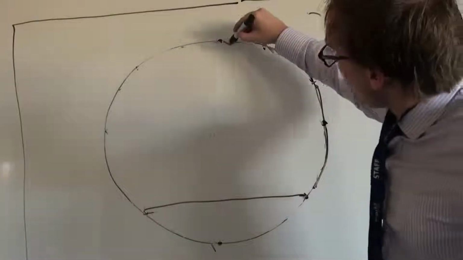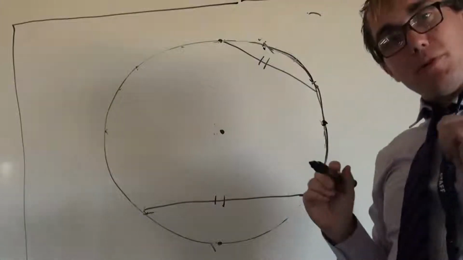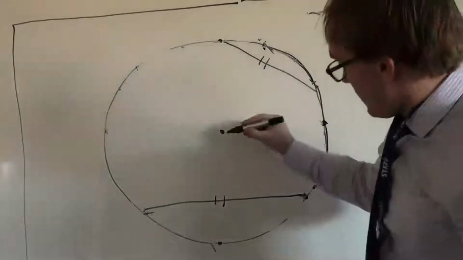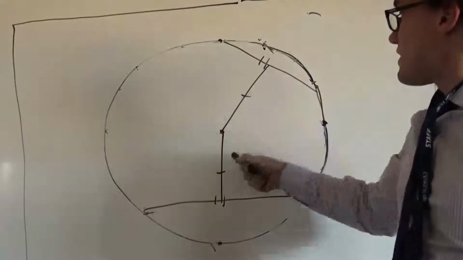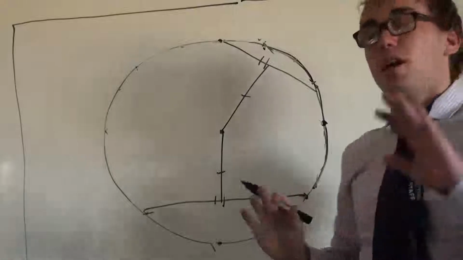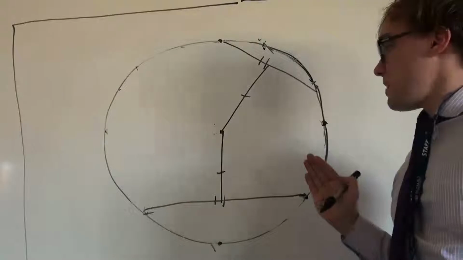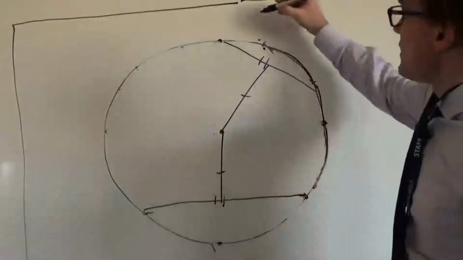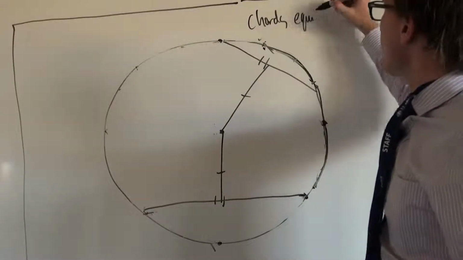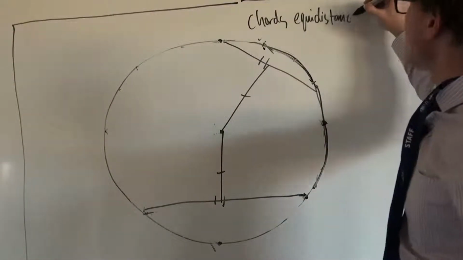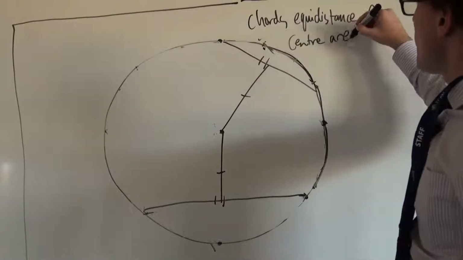Similarly, if you have two chords that are equal in length, their perpendicular distance from the center is also going to be equal. So those two lines will be equal. In the same way, two chords that are equidistant from the center will be of equal length. You would write this in your proof as chords equidistant from center are equal.